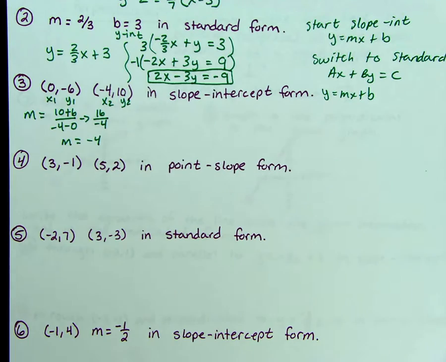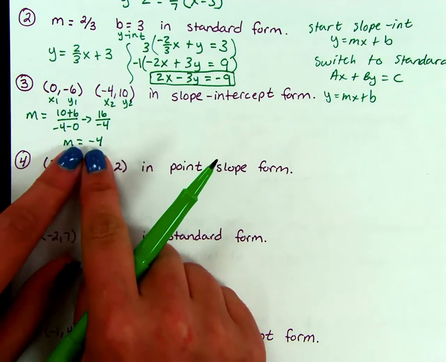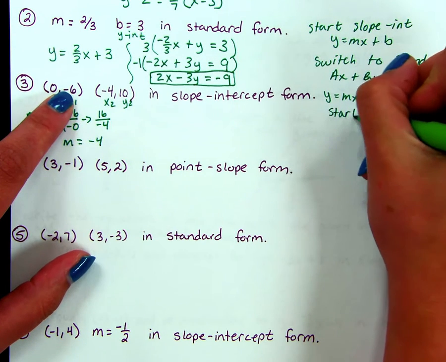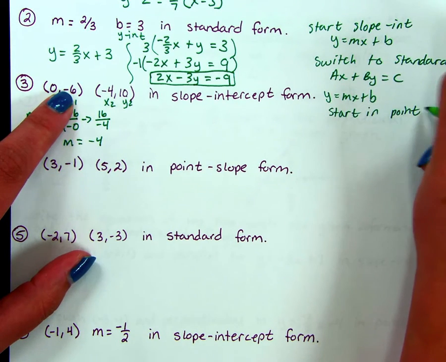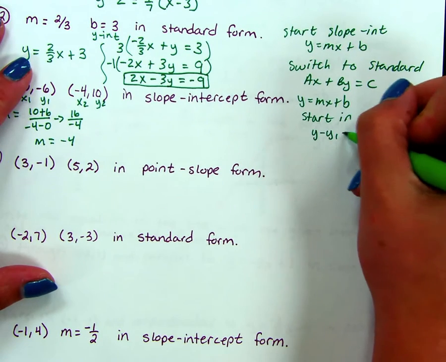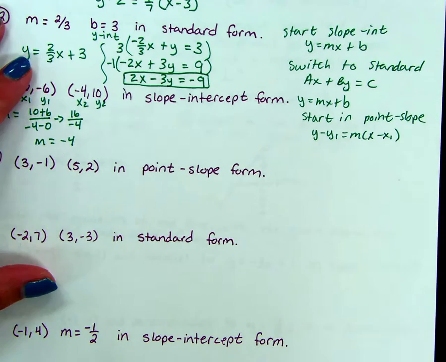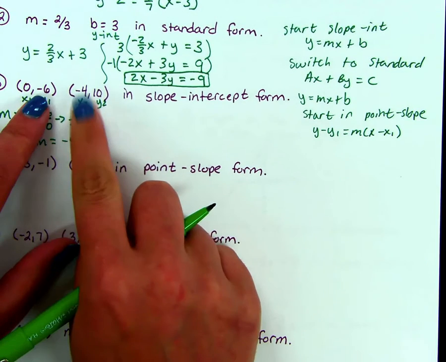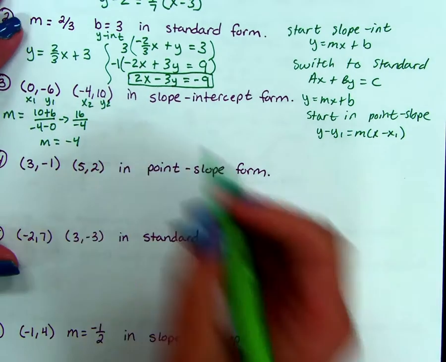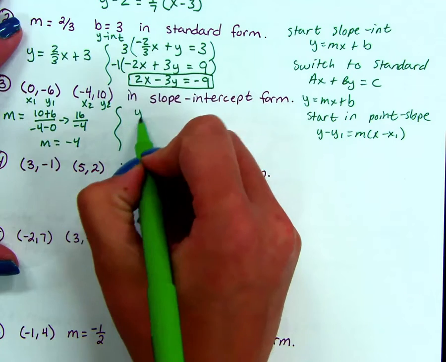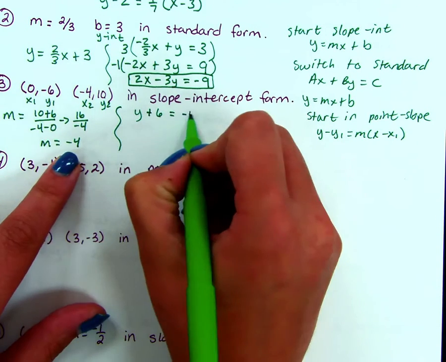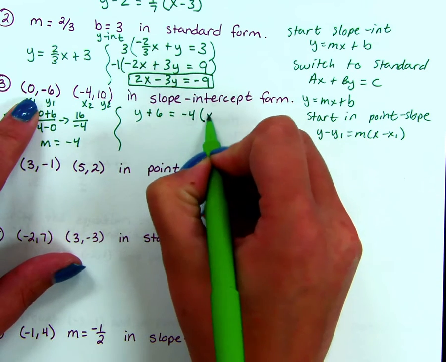So that's our slope. So now when we look at information, we have a slope and we have a point. So we have to start in point slope. Okay, so if we're going to start in point slope, that's the y minus y1 equals m times x minus x1. So now we're just going to substitute. And it doesn't matter which point you pick, but I'm going to pick the one with 0 because 0 is a really easy number to work with. So now we're just substituting. So y minus a negative 6, so that becomes a plus 6, equals the slope of negative 4 times the quantity of x minus 0.